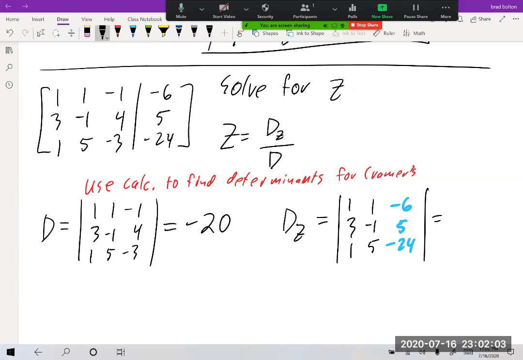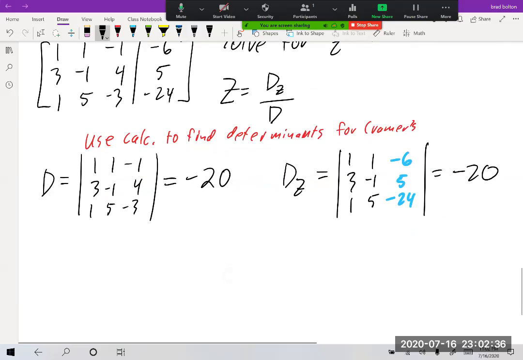Let's plug this in our calculator. I'm just going to do it on my one by hand because I'm faster at it. So I'm going to go second matrix, edit. This is a 3 by 3. And then this is 1, 1, negative 6, 3, negative 1, 5, 1, 5, negative 24. Okay, second matrix, determinant. So I get negative 20. That's weird. Let's see, this is number 2C. Yep. So I also get negative 20 for this determinant.